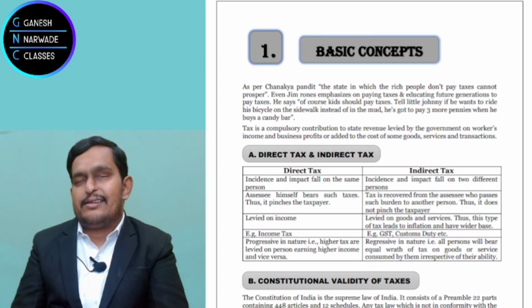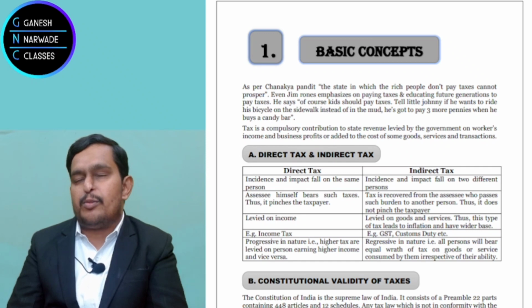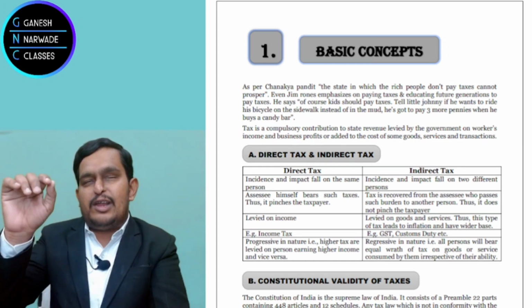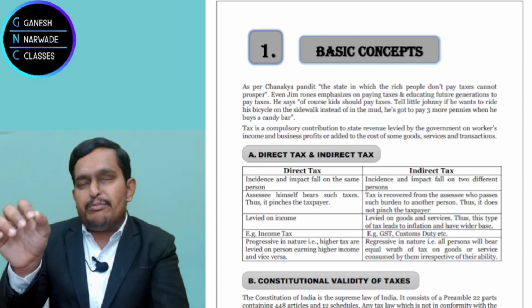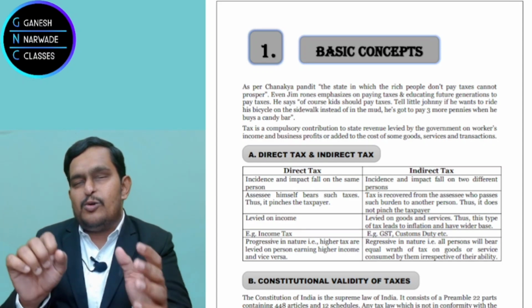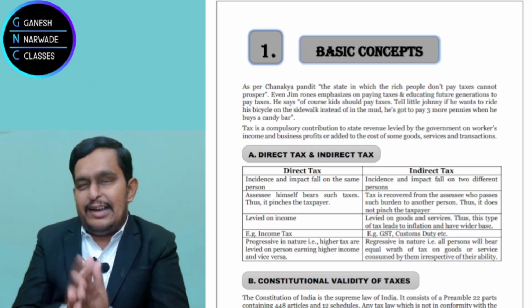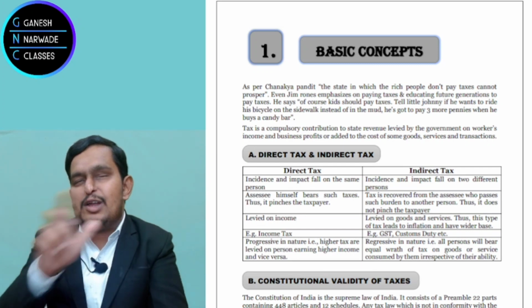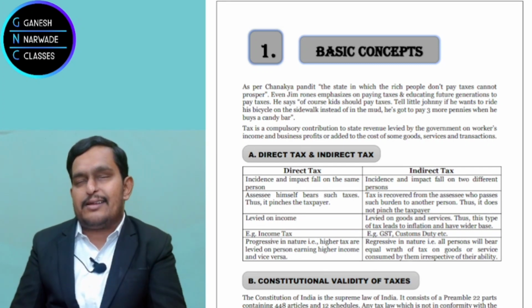Whereas indirect tax doesn't bother about your income. It simply says you consume goods, you pay for goods, you also pay tax. So it is regressive in nature. Regressive means paying 18% GST is nothing for Ambani, Adani, but for you it may become something big, correct? So there is no differentiation between rich and poor when it comes to indirect tax. And that's why indirect tax is called regressive tax.